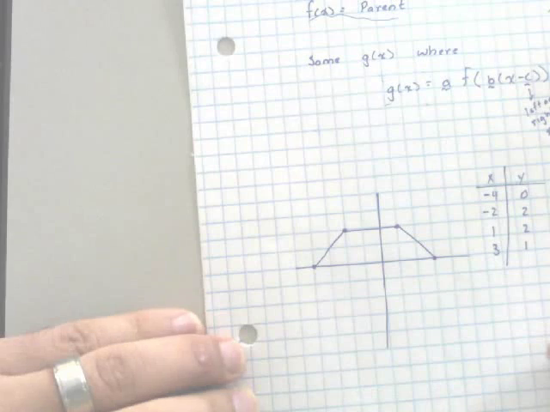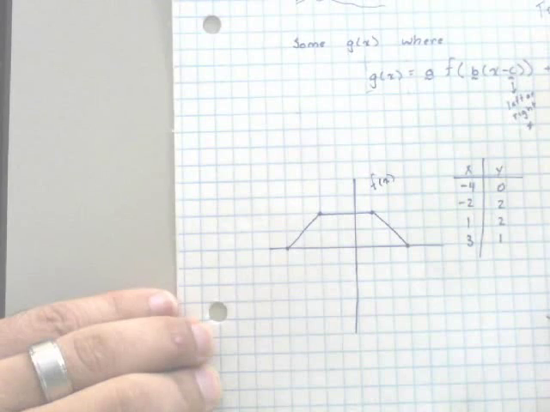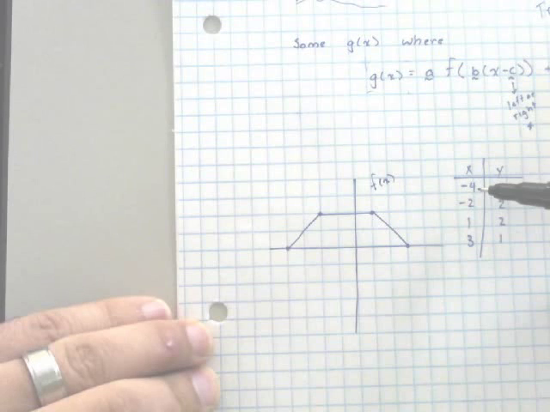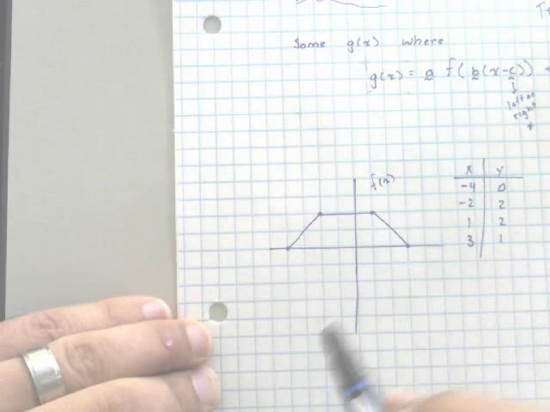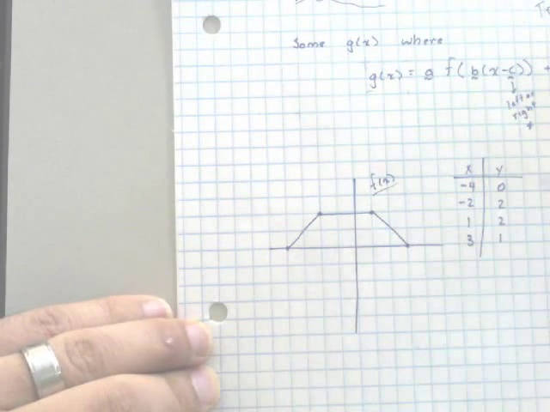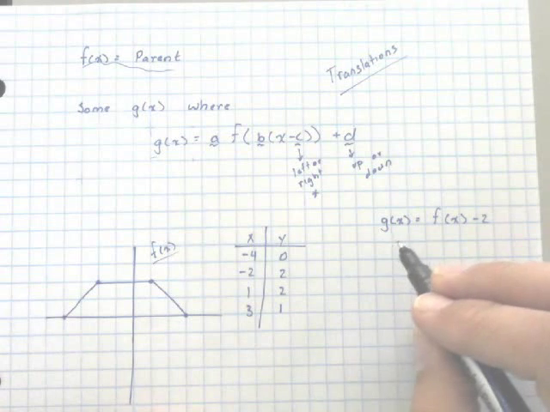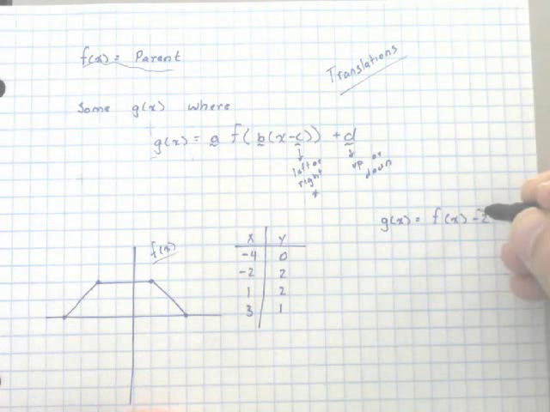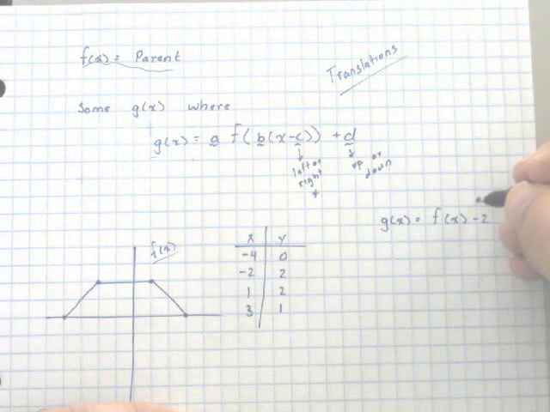So let's suppose we have the function f of x, and f of x looks something like this picture, and we can graph f of x by taking these four coordinates and connecting them. So this is my function f of x. Let's say I created a new function. I wrote a new function g of x, which is equal to f of x minus 2. This minus 2, because it's at the end of the function, after the f of x, this is my d.